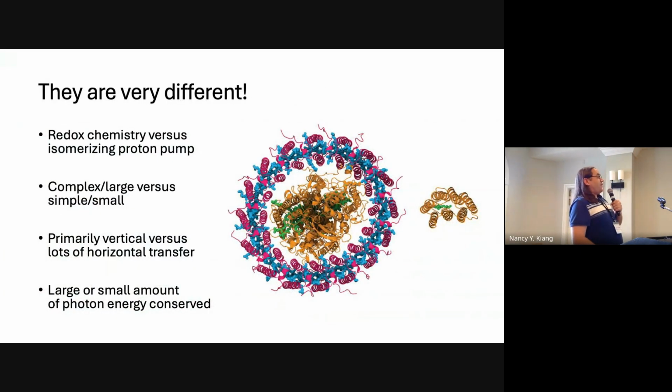They are really different. I don't need to go into a lot of background because of what's just happened, but you've got redox chemistry versus an isomerizing proton pump. They're complex and huge versus simple and small. They are primarily vertically transmitted versus rampant horizontal transfer. I didn't write this down, but also mostly specialists versus mostly generalists. And they conserve a lot of the energy or a small amount of the energy.